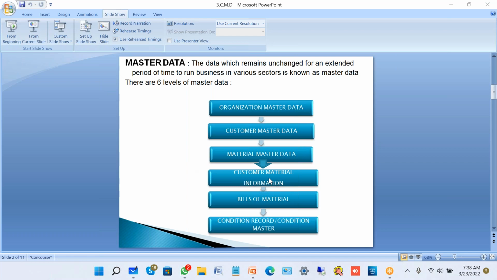Info record, customer master information. It is all about the EC and NC, what I said: existing customer list, new customer list. Database, product proposal is all about bills of material. Condition record is all about pricing. So they are the key areas which come under master data. Now first, we start understanding organization master data today.